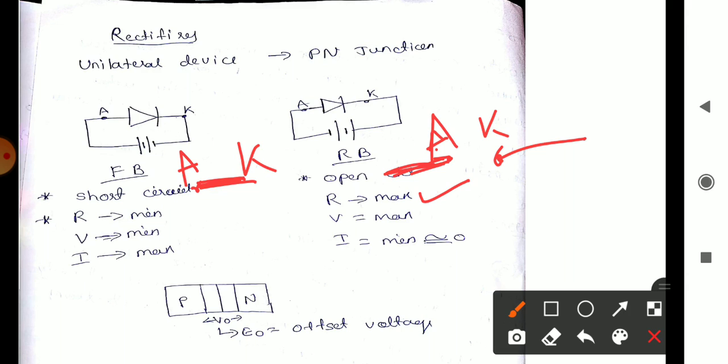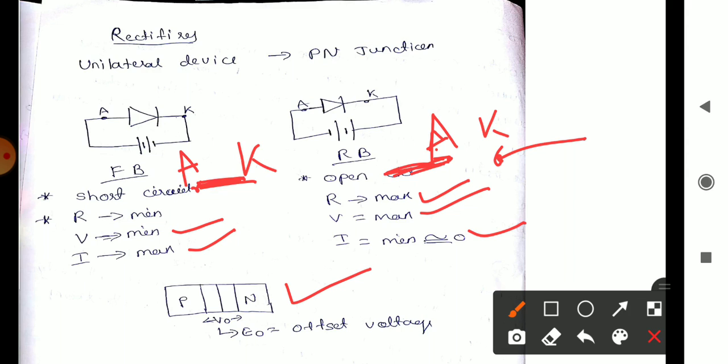And what about the voltage? When it is not conducting, the voltage is maximum. When it is conducting, the voltage is minimum and the current is maximum. Similarly, when it is not conducting, the current is 0. These are the terminologies you need to remember in plotting the graph. In forward bias it is a short circuit, and in reverse bias it is an open circuit.